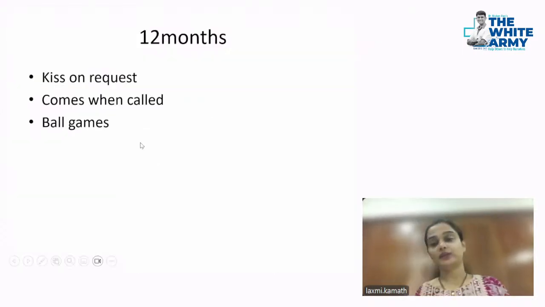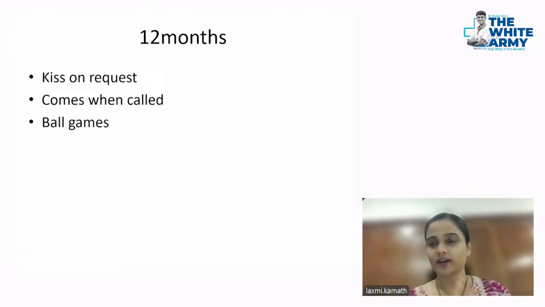So at 12 months, or 1 year, the child will come when called. It will kiss you on request. And when you give a toy or a ball, it will start playing the ball game also. So this is also one important social milestone.